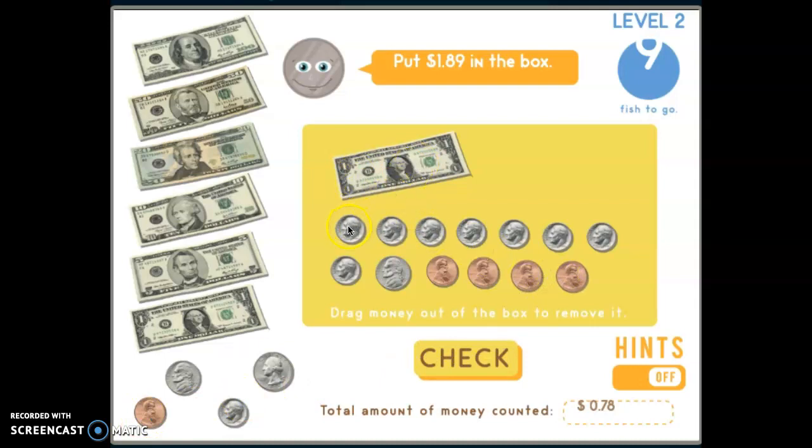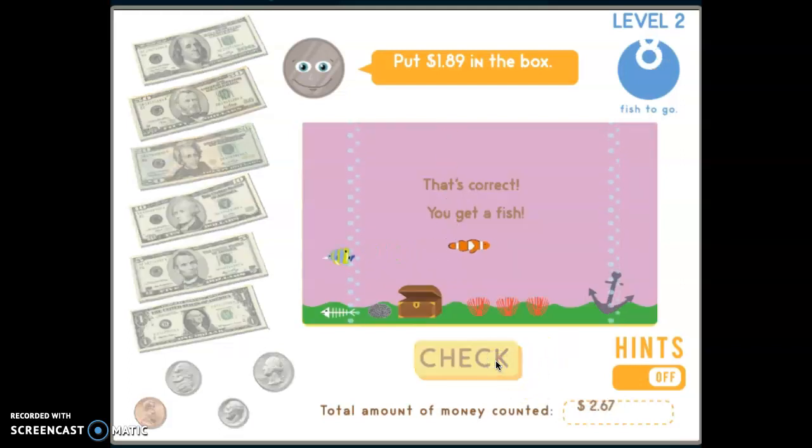We're going to count our dollars, then our dimes, our nickels, and our pennies. When we count up our coins, we want to count the ones that are the most expensive or the biggest value first, and then work back to our pennies. $1 and 10 cents, $1.20, $1.30, $1.40, $1.50, $1.60, $1.70, $1.80, $1.85, $1.86, $1.87, $1.88, $1.89. You got a fish!